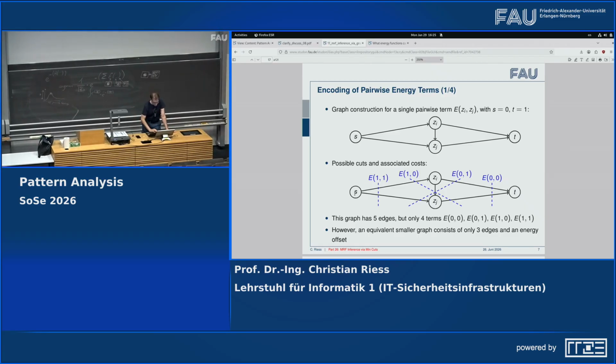So the S is identified with the label 0. The T is identified with the label 1. So that means if these two edges are cut, then both variables, the Zi and the Zj, are on the side of the label 1, so they get the label 1. So the cost for cutting these two edges should be the cost for assigning the value 1 to both labels. Now, it was my understanding you were interested in these crosscuts, is that right?